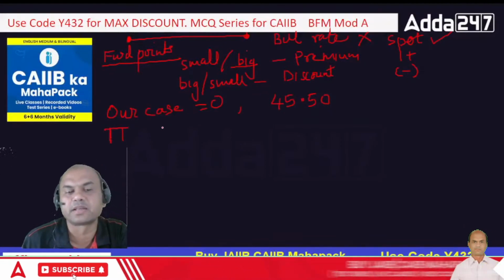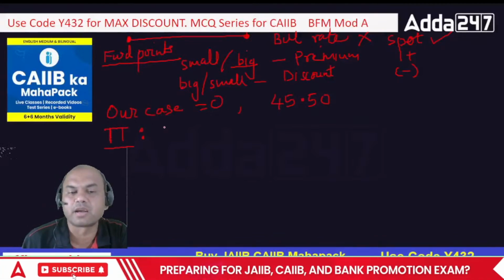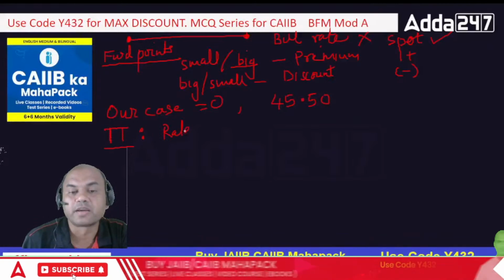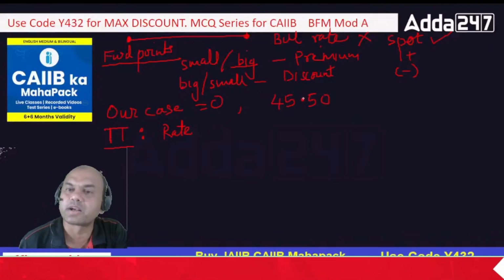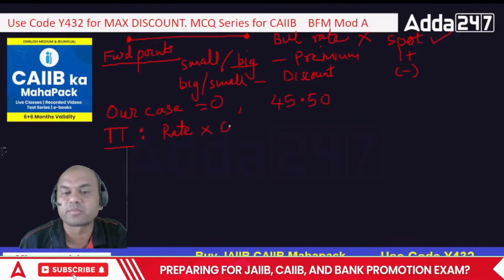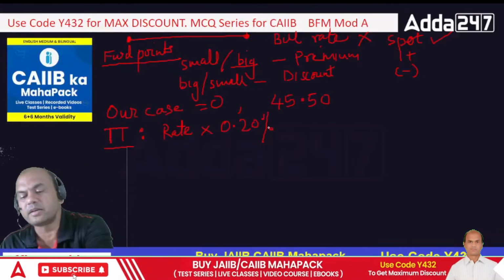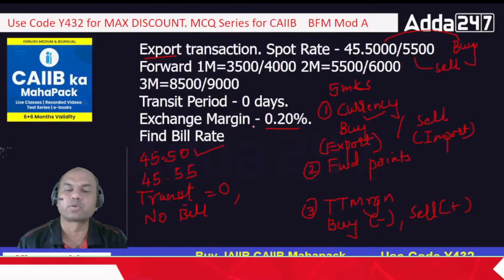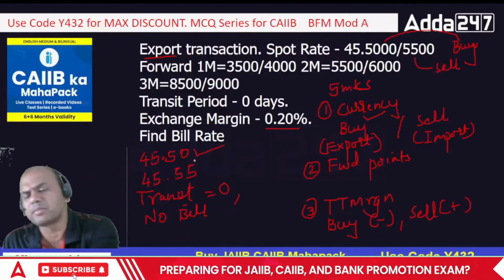First we multiply this TT margin, okay, first we multiply the rate which we have got here. In this problem there was no forward rate, that's why whatever spot rate is there, you have got it. So rate into what is the margin given? 0.2%, right? See this 0.2%. So if this is my TT margin and this is my rate, I'll multiply this.